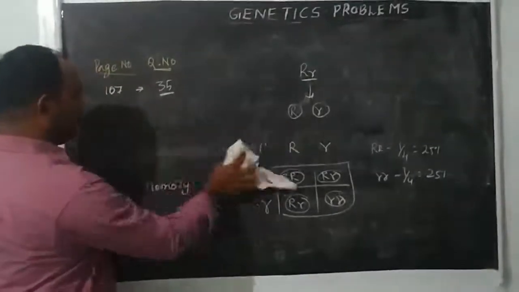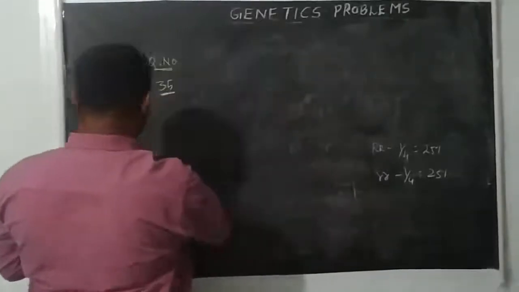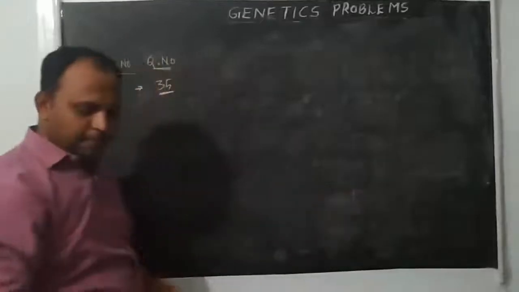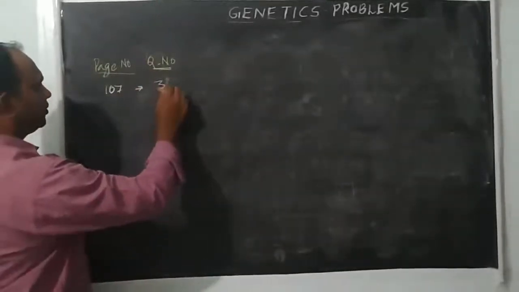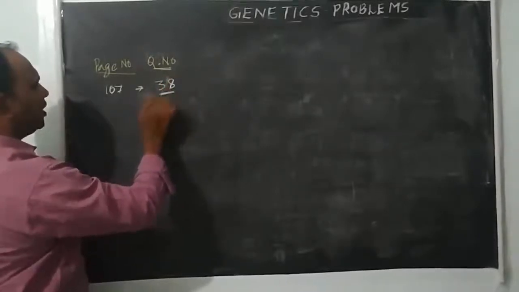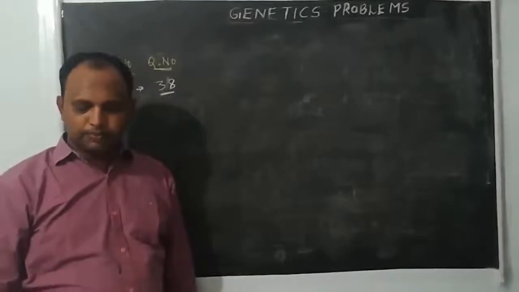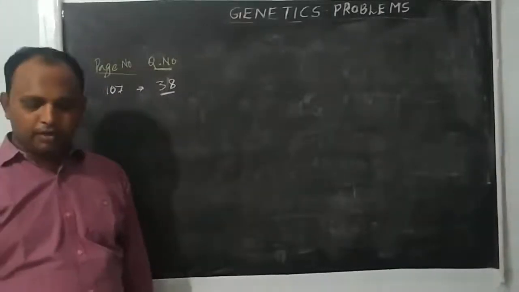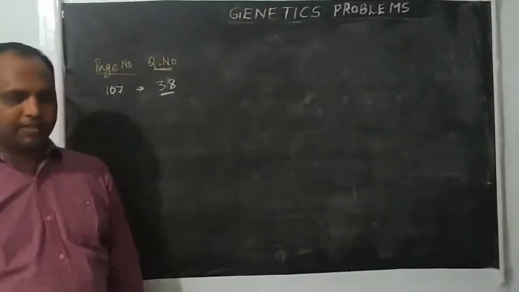And the next question, same page number. You can look at question number 38. Same page number, question number 38. Here they are asking: a cross between 2 tall plants results in offspring having a few dwarf plants. What will be the genotype of both parents?